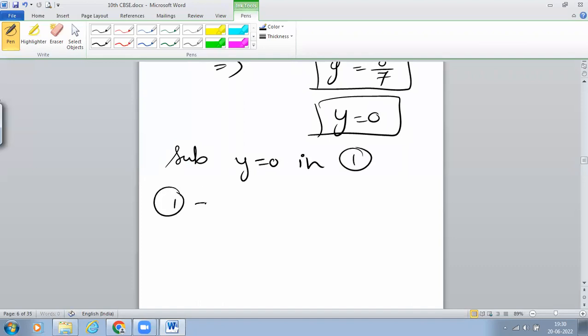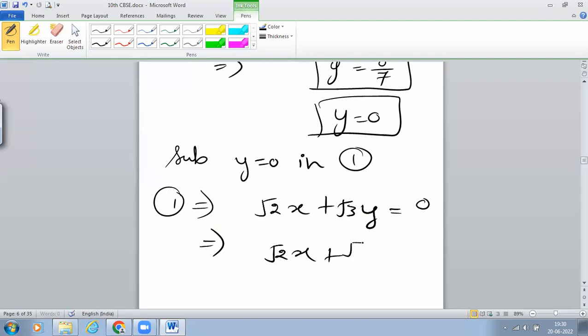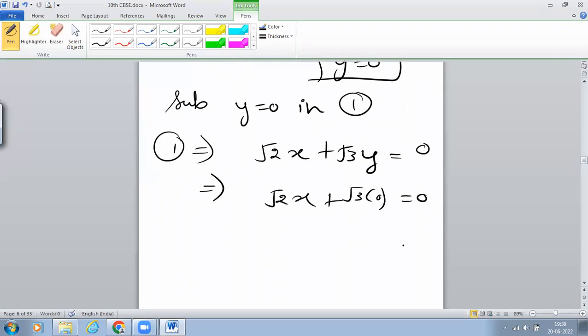So for that, first we have to write what is equation number 1. Equation number 1 is root 2 into x plus root 3 into y is equal to 0. So what we will get is root 2 into x plus root 3 into 0. In the place of y, we have to substitute 0. So root 3 into 0, which is equal to 0. What is root 3 into 0? That is 0 only. So root 2 into x plus 0 is equal to 0.